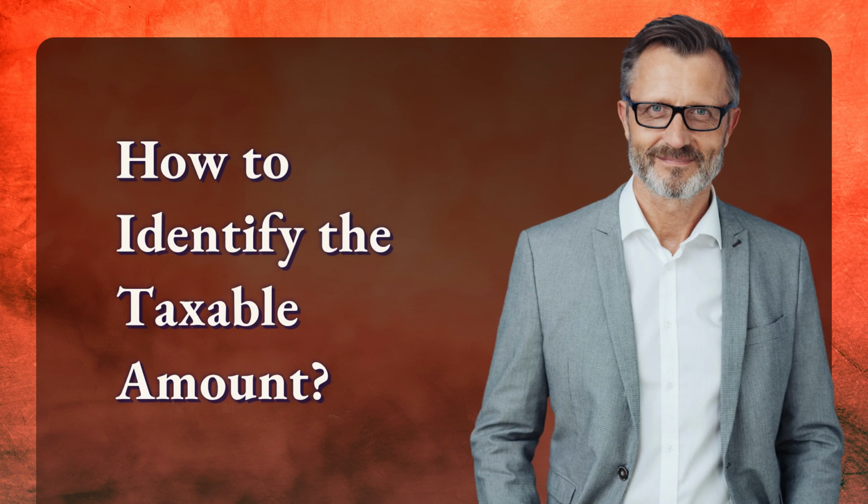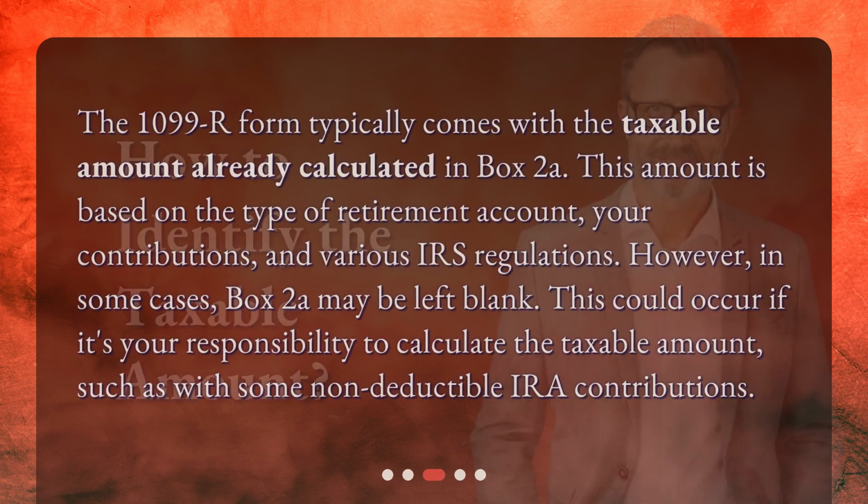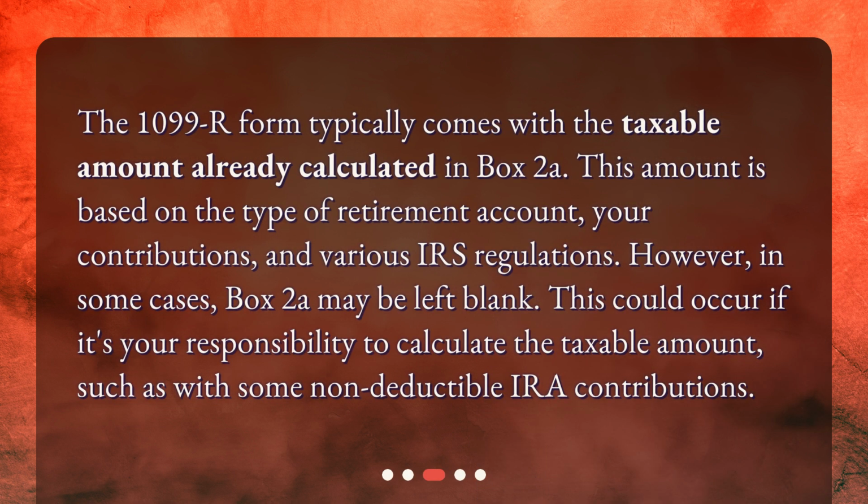How to identify the taxable amount? The 1099-R form typically comes with the taxable amount already calculated in Box 2A. This amount is based on the type of retirement account, your contributions, and various IRS regulations. However, in some cases, Box 2A may be left blank. This could occur if it's your responsibility to calculate the taxable amount, such as with some non-deductible IRA contributions.